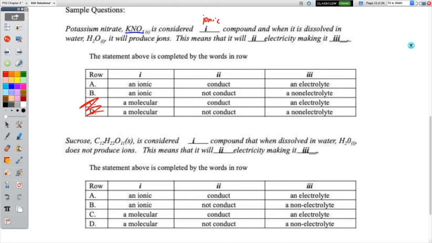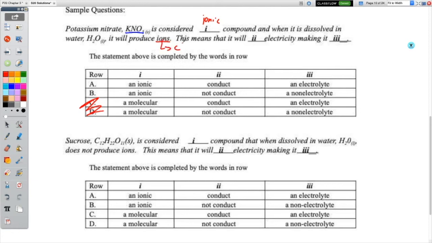And when it is dissolved in water, H2O, it will produce ions. Okay, so they kind of gave us a hint there too, right? If it's going to produce ions in water, then it must be an ionic compound. How could a molecular compound dissolve to make ions? This means that it will either conduct or not conduct electricity. So let's think about that. It's going to produce ions.